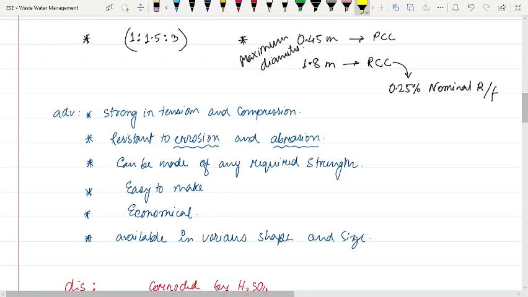Again, it is easy to make, it is economical, and available in various shapes and sizes because it can be made on the site itself. It can be made in various shapes and sizes because we cast it according to the shape and size, and it is very much resistant to erosion and abrasion.